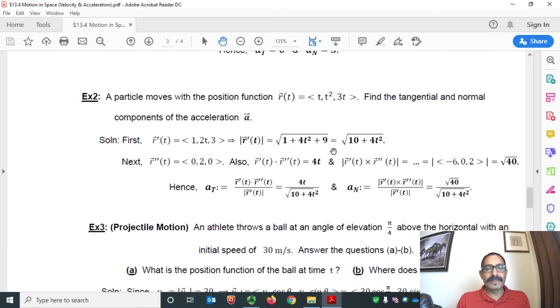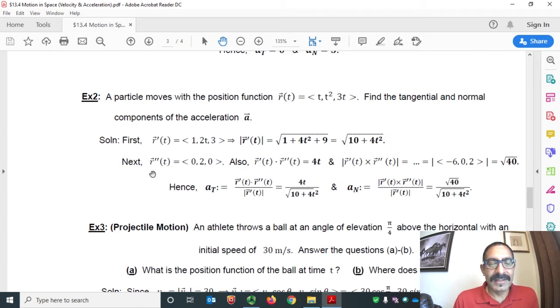Example 2. A particle moves with the position function given by r(t) equals the vector t, t squared, 3t. Find the tangential and normal components of the acceleration. Begin the solution. First find r prime t. We can easily compute the derivative here. The derivative of t is 1, the derivative of t squared is 2t, the derivative of 3t is 3. Find the magnitude of r prime t, which turns out to be the square root of 10 plus 4 t squared.